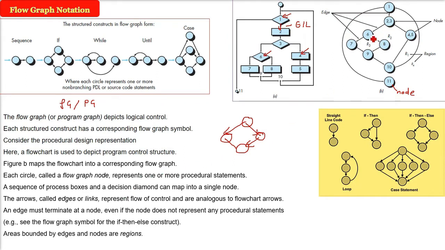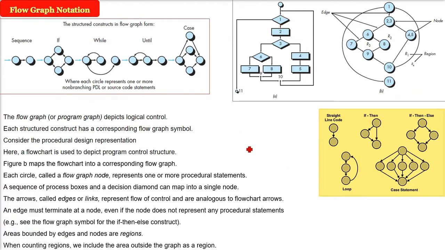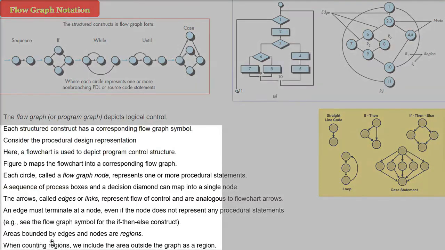Now the area bounded by edges and nodes is called a region. For example, this is a closed region. So all the closed regions, along with one region which is the outside region. We will be counting the number of closed regions, and along with this, we will be adding one more region which is outside. Now, whatever I just told you, let us convert this flow chart into the actual flow graph notation, because we are going to compute the cyclomatic complexity, and then we'll tell you how many test cases we can find out.